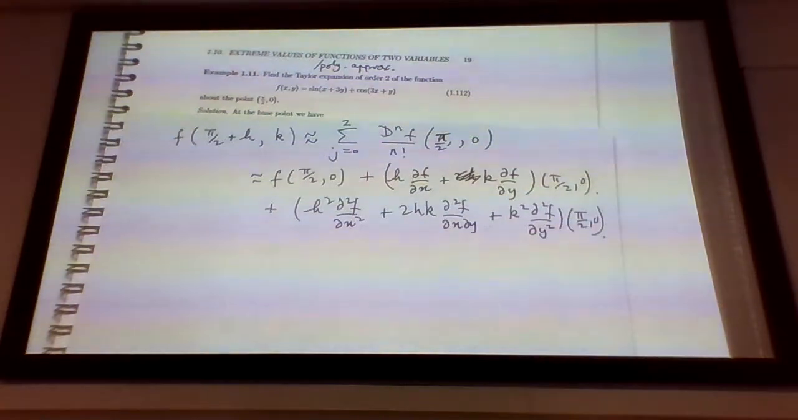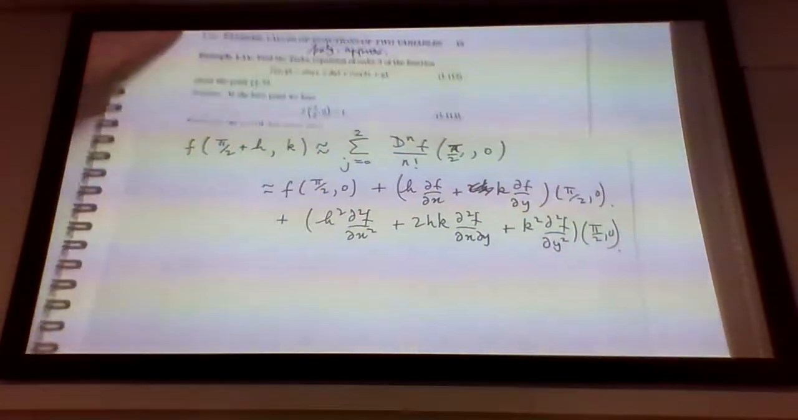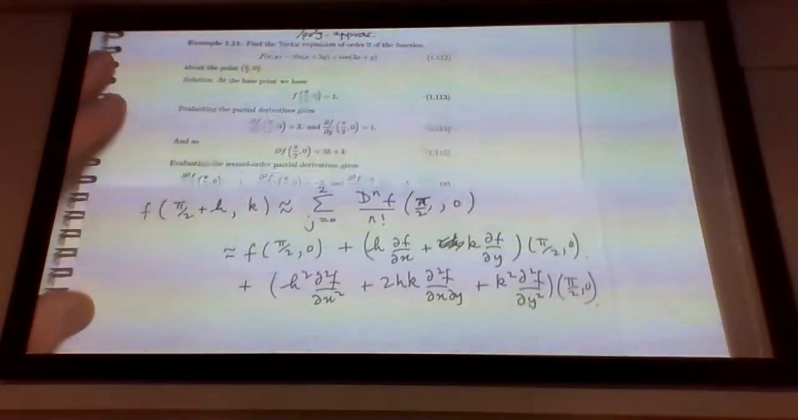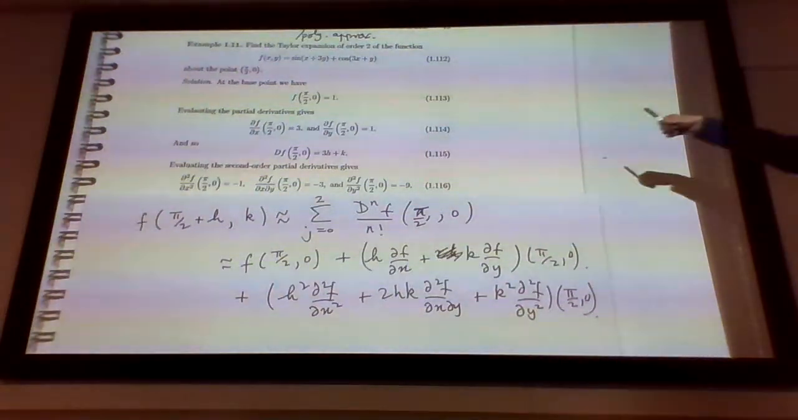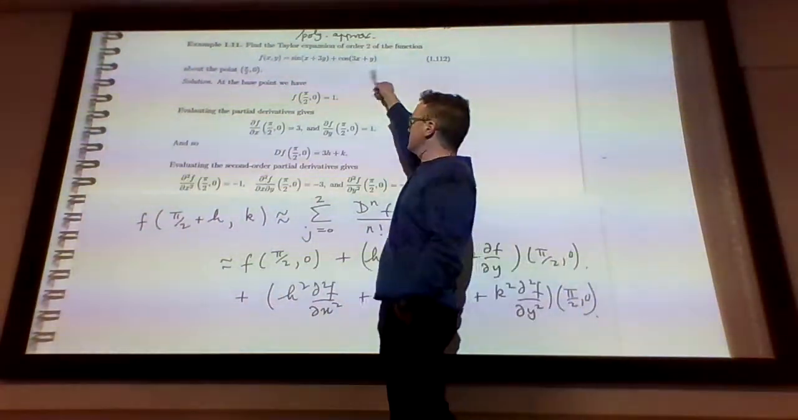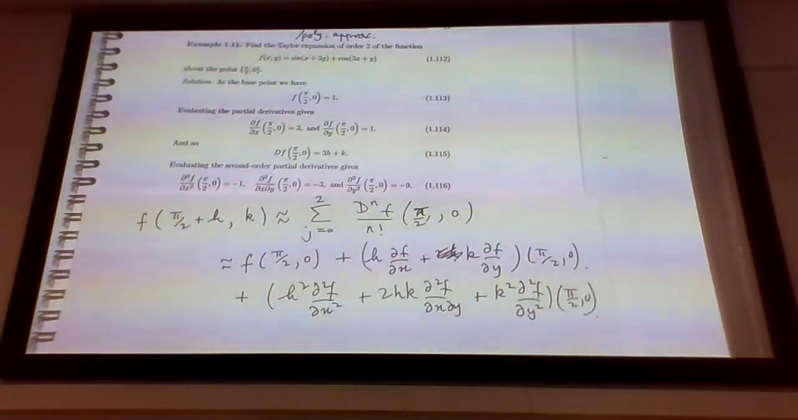So that is worked out on page 19, and we could have a look at what they do. First of all, we're just looking at the function evaluated at pi over 2, 0. If you feed in pi over 2, 0, you find the value 1, because it's going to be sine of pi over 2, which is 1, plus cosine of 3 pi over 2, but cosine of 3 pi over 2 is 0.